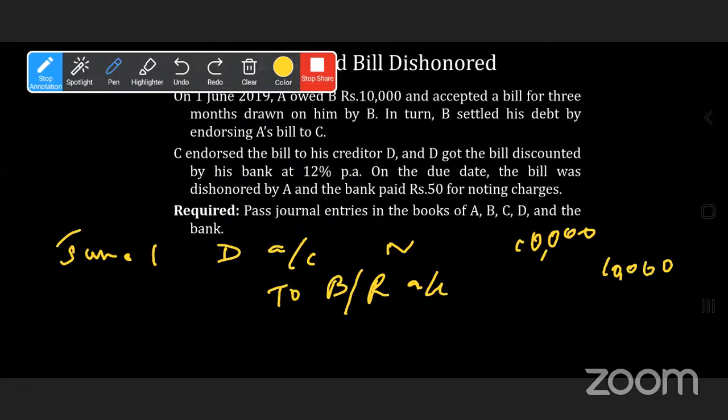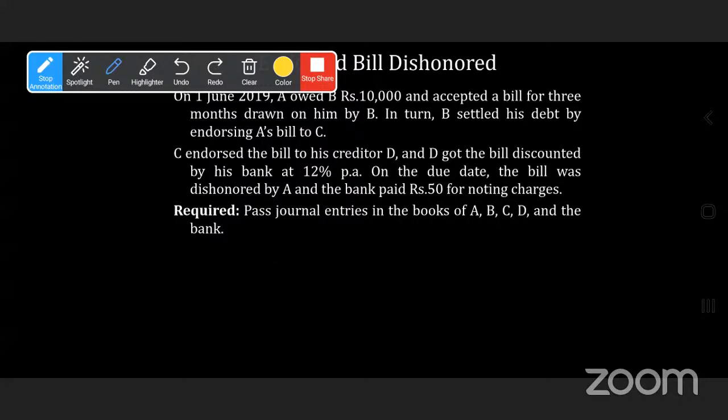So let me go to another transaction wherein the bill got dishonored. A did not pay the bill. So endorsed bill dishonored and you have to pay the noting charges. Now let us see the transaction. September 4th, on the due date, B account debit to D account.